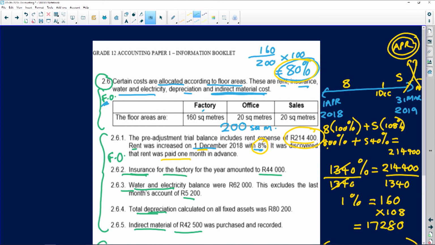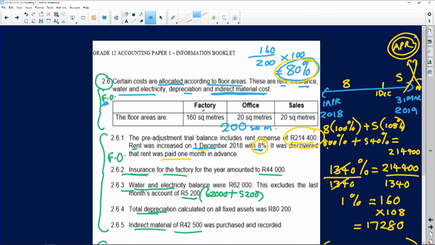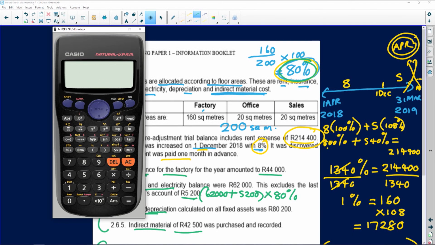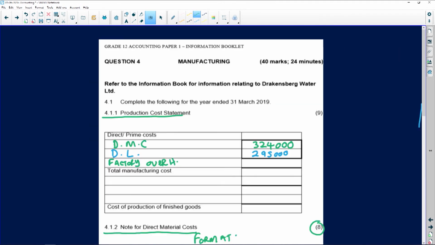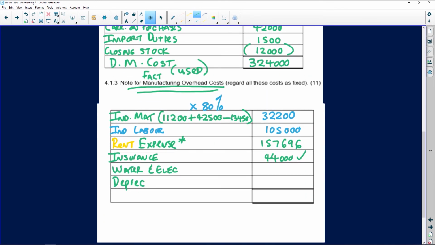Right, so again guys, got to take the year-end adjustment into account first. So 62,000, I need to now include 5,200, the water and electricity for the month of March, right? And then going back to the actual floor space, remember 80% is the factory, so we're going to multiply that by 80%, and the water and electricity used by the factory, let's try and do that quickly. So 62,000 plus 5,200, right, times 80%, and that's giving me an amount of 53,760. Okay, so let's fill that in. Right, so water and electricity, an amount of 53,760.